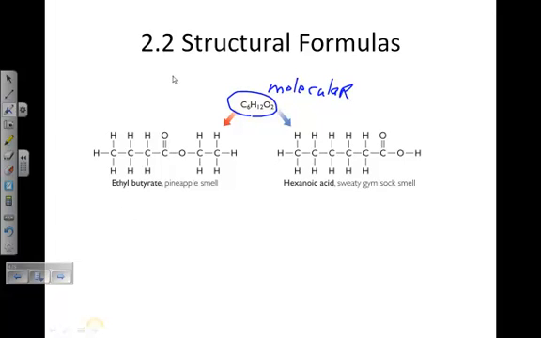A structural formula such as this one or this one tells us that these atoms are arranged in a specific pattern or in a specific order. So when we look at these, we can tell, for example, these 2 molecules, that even though they have the same molecular formula, their atoms are bonded together differently. And you can get a huge difference between ethyl butyrate, which happens to be a sweet-smelling pineapple, versus just by rearranging it, you get hexanoic acid, which smells like gym socks. Yuck.